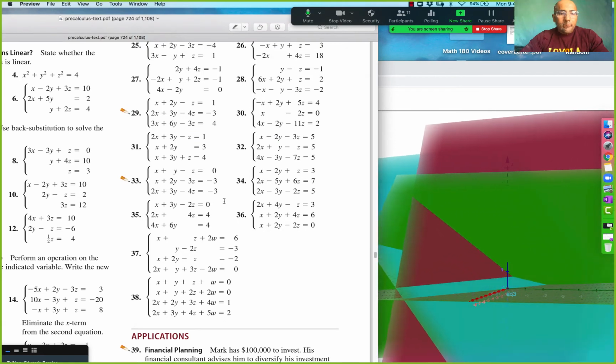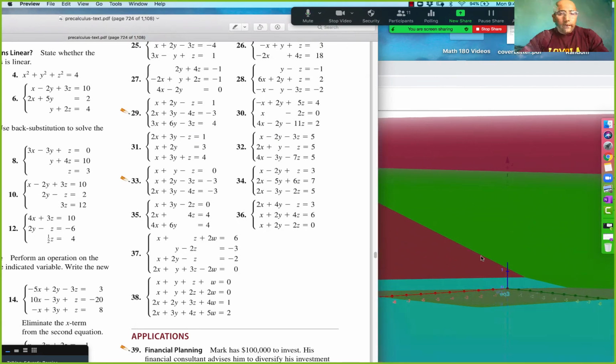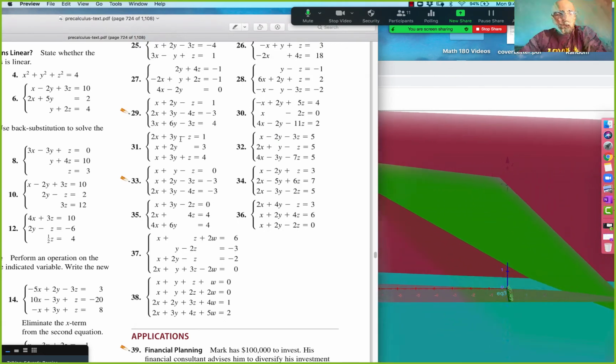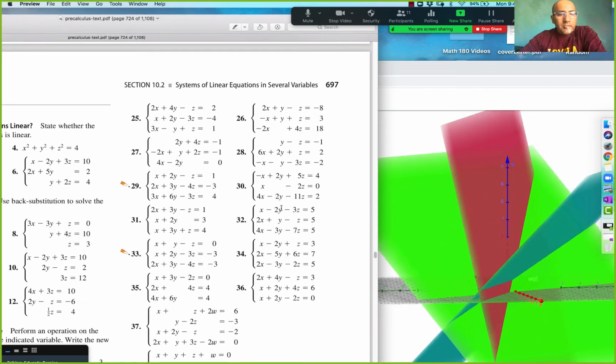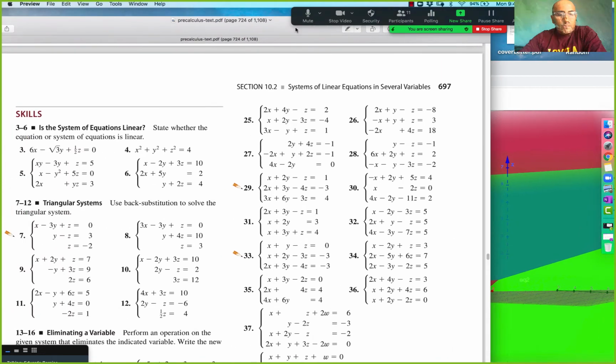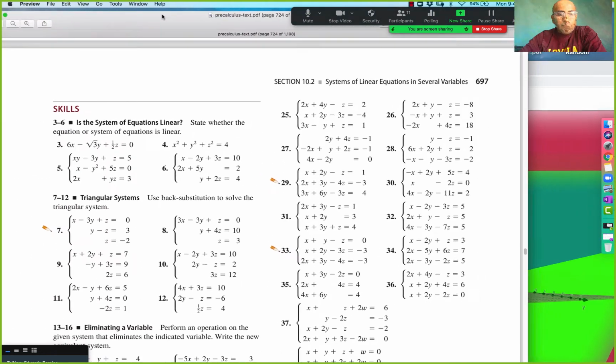Anyway, this is a good place for you guys to play. Go to this thing, and you can type in different equations and see what the grids look like, the graphs look like. Okay. All right.